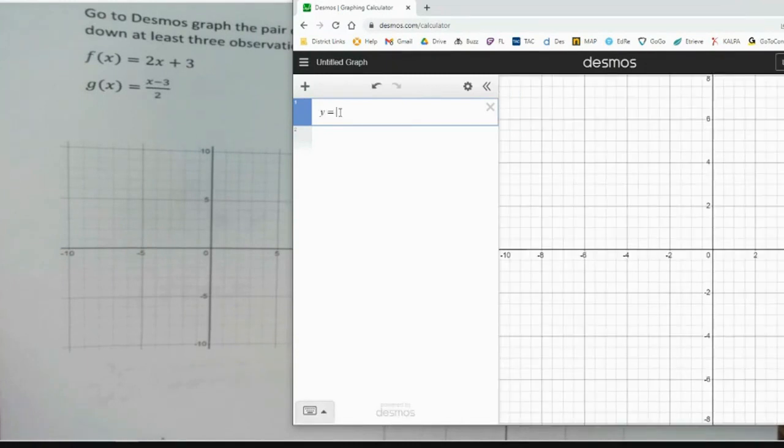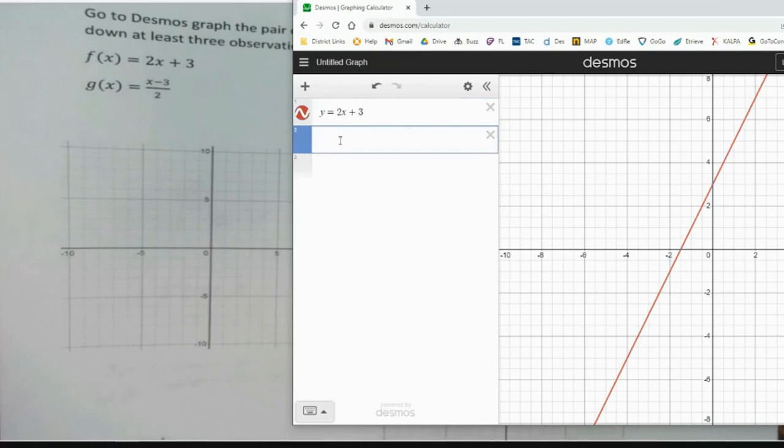So y equals 2x plus 3. That was the first one we had on the other side. And then y equals, if I want x minus 3 to be above that, I need to put it all in parentheses. X minus 3 divided by 2.